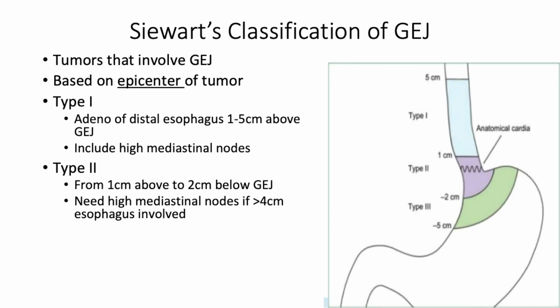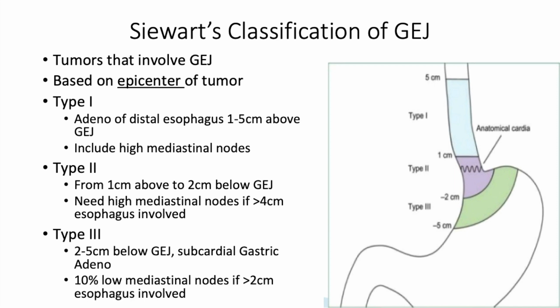And if it's less than 4 centimeters up onto the esophagus, then you can approach it just like a gastric adenocarcinoma, through the abdomen with a low mediastinal node dissection, transhiatal. So after you do your gastrectomy, you just reach up through the hiatus and get those low mediastinal nodes. Again, that's 4 centimeters above the GE junction, which is where that cutoff of risk of high mediastinal nodes starts to happen.